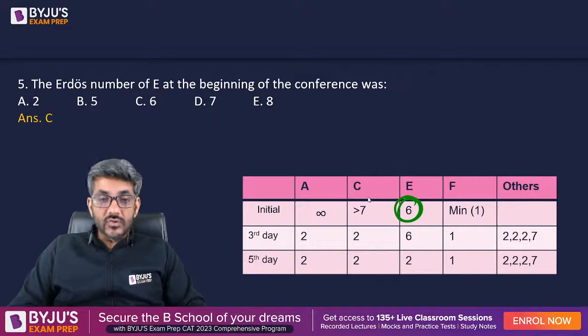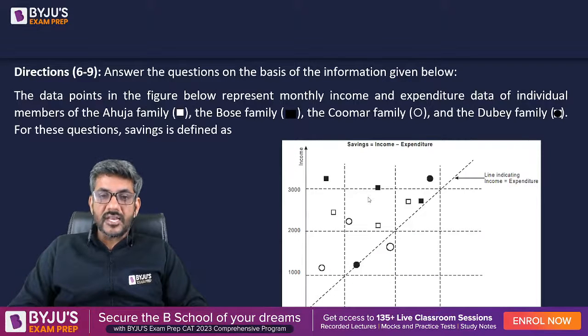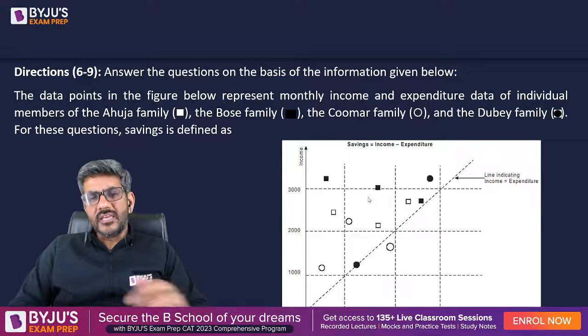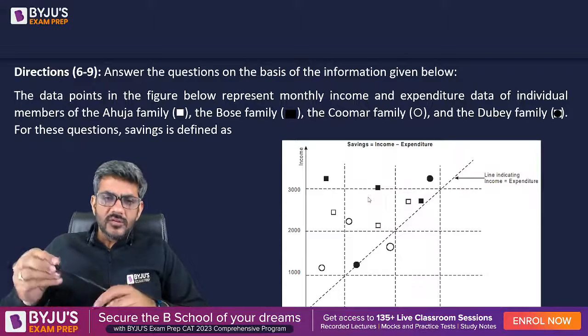I'll move on to set number 2 now. So please read the data first. After that, we will start solving it. It's one of the very easier ones that have appeared in CAT. So read it once.